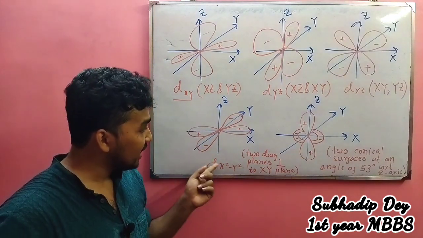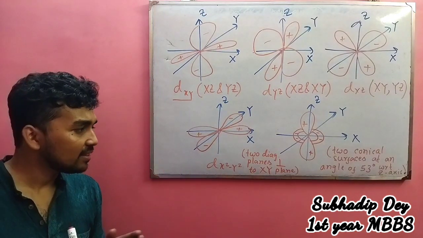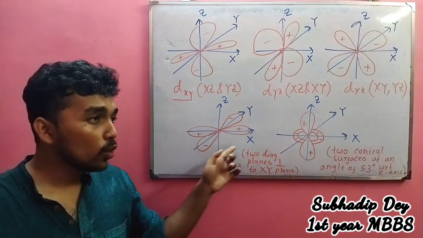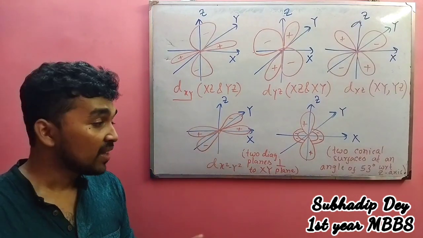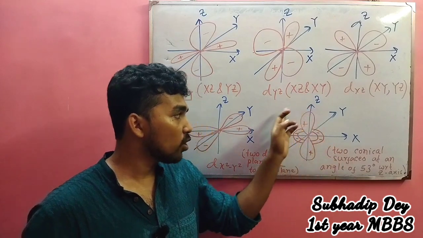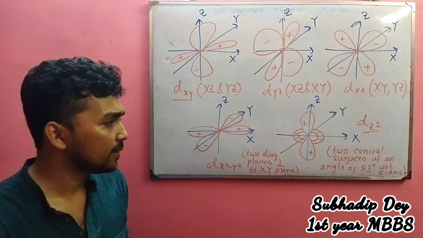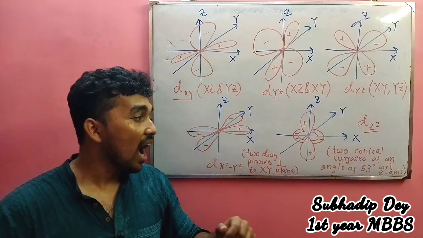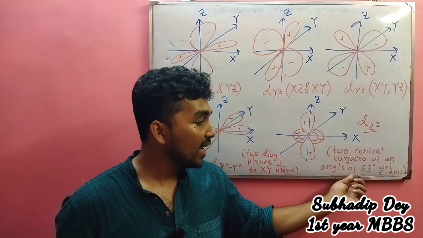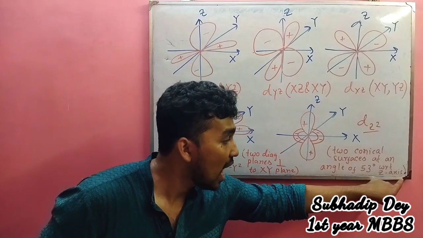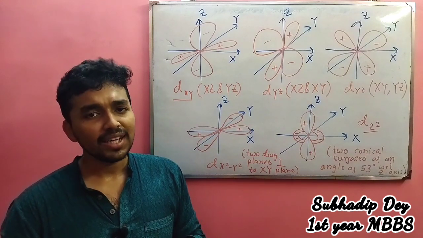Now you see, it is an interesting diagram of dx square minus y square. And here you will also get 2 nodal planes. Those nodal planes or angular nodes are 2 diagonal planes which are perpendicular to the xy plane. And this is also very important. This diagram is also very important. It is the diagram of dz square, right? And here the nodal planes are 2 conical surfaces. These are conical planes which are present at an angle of 53 degrees with respect to the z axis. Please remember these two at least. Okay, so this is all we need to know for d orbitals.